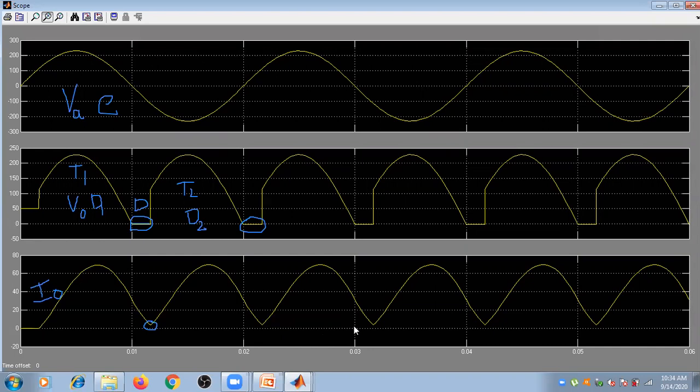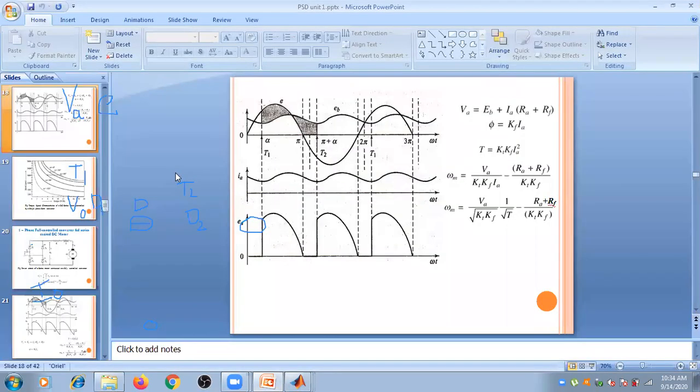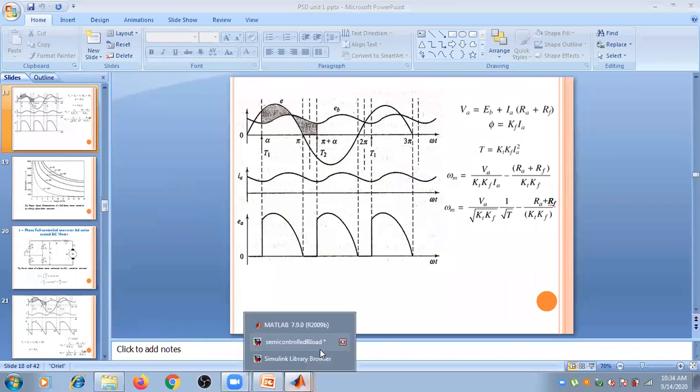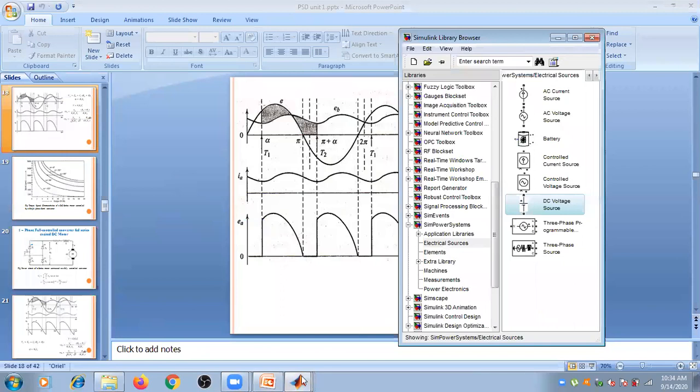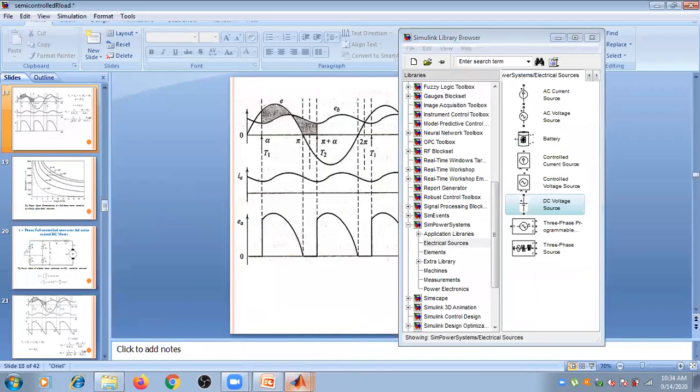Okay, so this is for the single phase semi controlled converter, and we can do the same for the single phase full controlled converter also. Let's see how it will be. I'm clearing all the drawings here. Okay, right. I'm closing the single phase one. Okay.